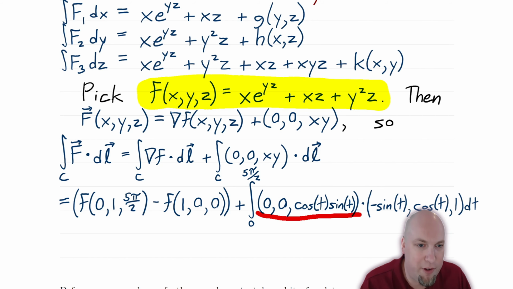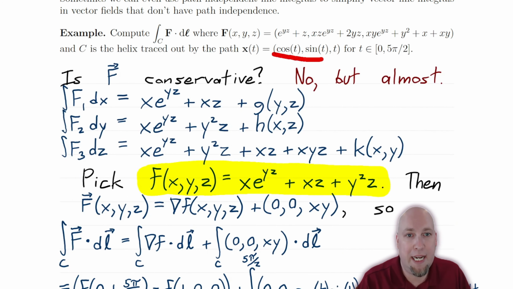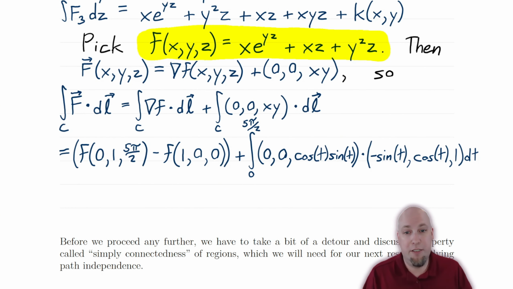So this is f of x of t. Here is x prime of t. It's the velocity vector, because that's how you compute vector line integrals. It's f of x of t dotted with the velocity vector. So I just went back up here, took the derivative entry-wise of my path, and I got this thing here. And now I just compute all this.